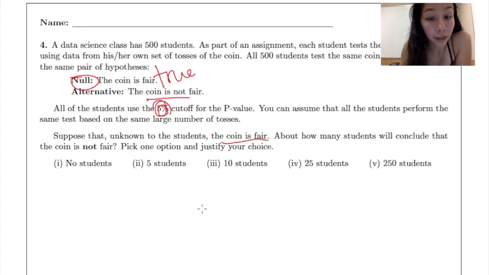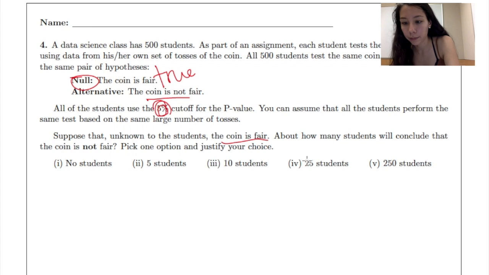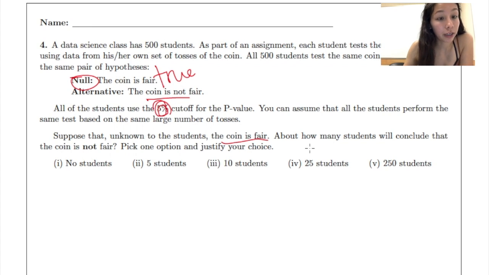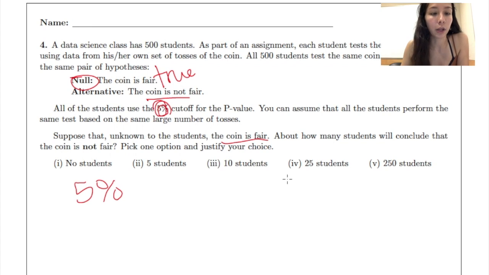Alright, about how many students will conclude that the coin is not fair? Pick an option and justify your choice. Alright, so if we think about it, the chance that when the null hypothesis is true, people are going to conclude that it's not true, is going to be the same as the p-value cutoff. So in this case, it is going to be 5% of the students conclude that the null hypothesis should be rejected, even though it is actually correct.